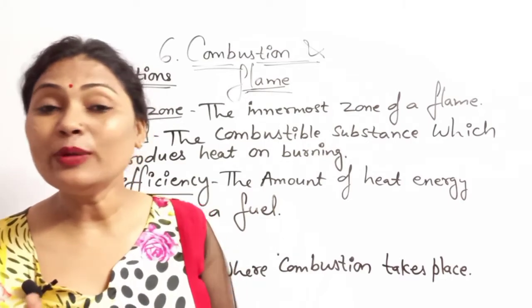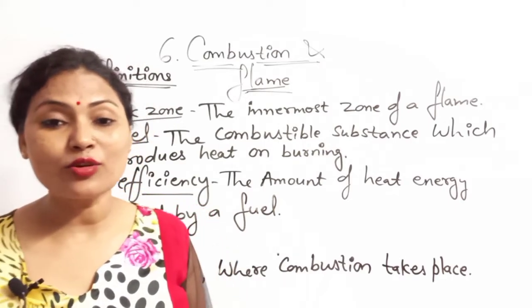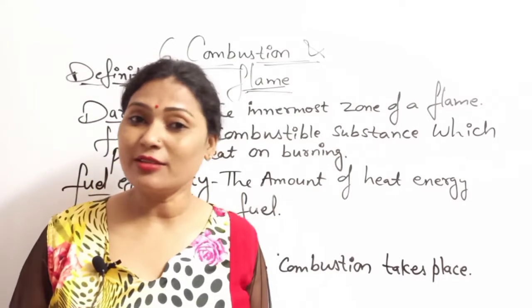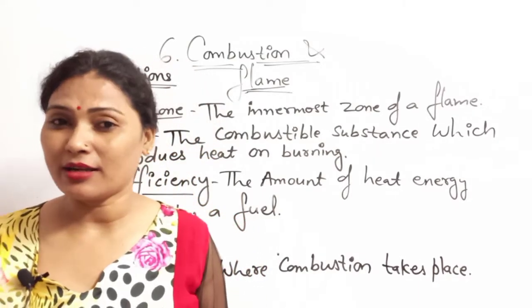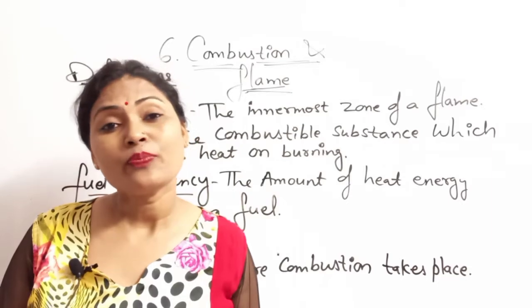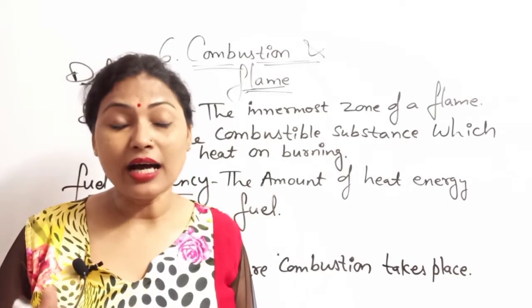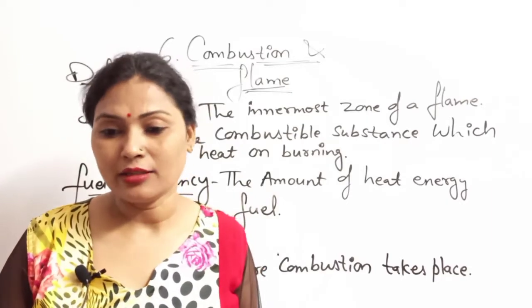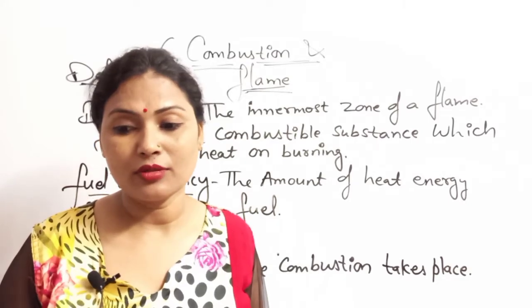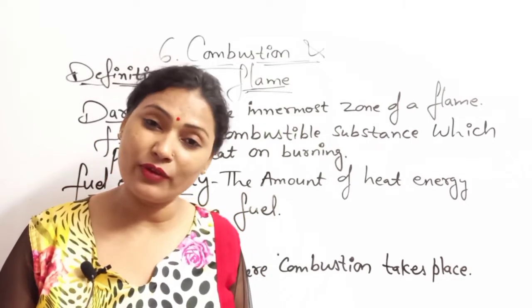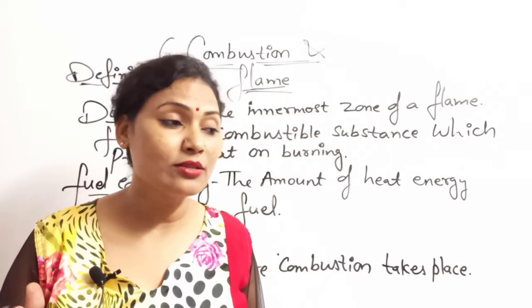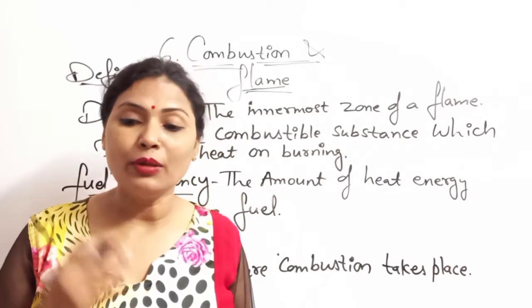Okay, next, luminous zone. You know that the middle zone of a flame is the luminous zone. It is of yellow color. The non-luminous zone is of blue color, and the dark zone will be of black color. So these are the different zones. Non-luminous zone, the outermost zone of a flame, and its color is blue.